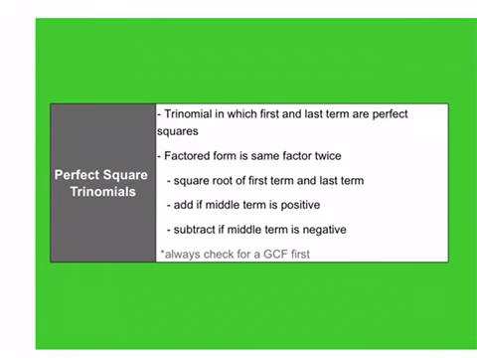So now we're going to change it up just a little bit. We're going to talk about perfect square trinomials. So basically, you're going to be in the form ax squared plus bx plus c. You will have an a, a b, and a c in this situation. Your a and your c are still going to be perfect squares. So that's what you're looking for.